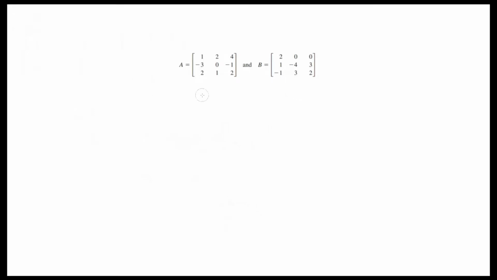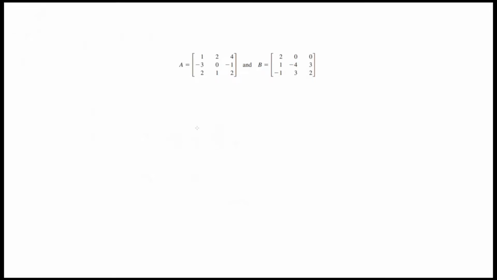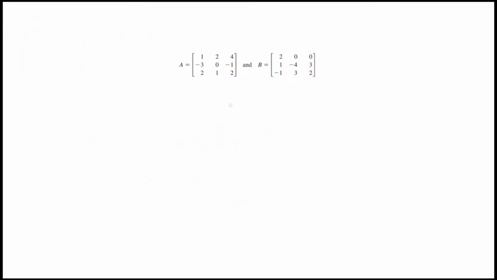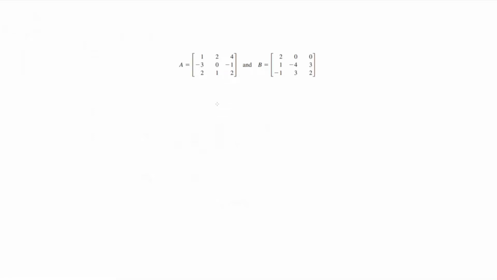Hey, so today we're going to be going over some basic matrix operations. We're going to be going over matrix addition, subtraction, matrix multiplication by a scalar value, and then matrix multiplication by another matrix. So let's start with matrix addition.